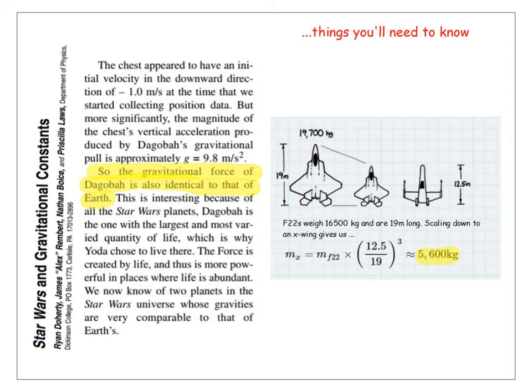From that video clip, and just extrapolating, we can identify that an X-wing is 5,600 kilograms. And Dagobah, because of its size, has gravity very similar to Earth, 9.8 meters per second squared.